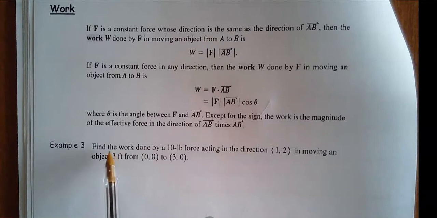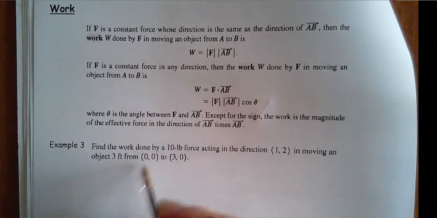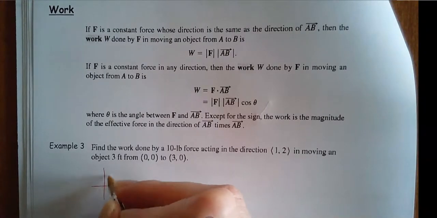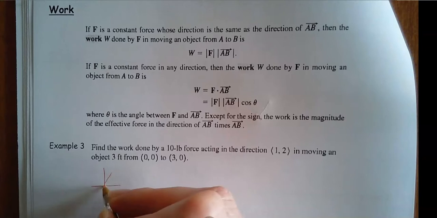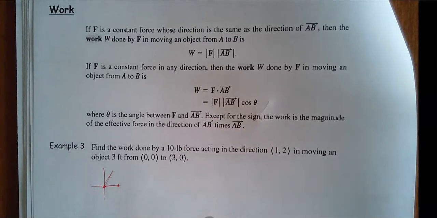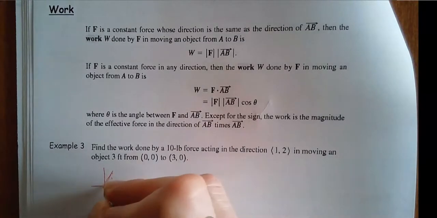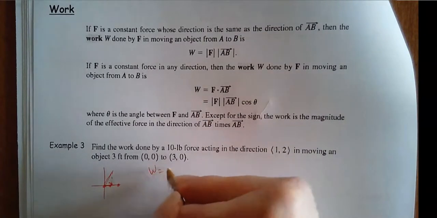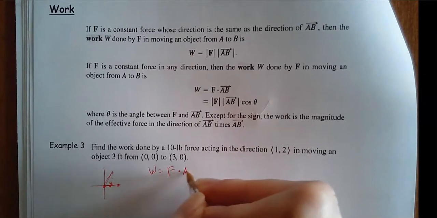So find the work done by a 10-pound force that's acting in the 1, 2 direction. So basically it's pushing right and up. So think about it's pushing this way, right one. So it's pushing this way. How much work would that be in moving an object from 0, 0 to 0, 3? So it's pushing this way, but only part of that is going to be pushing it to the right. So there's just part of that component pushing this way. Okay, so work is going to equal the force times the vector itself.